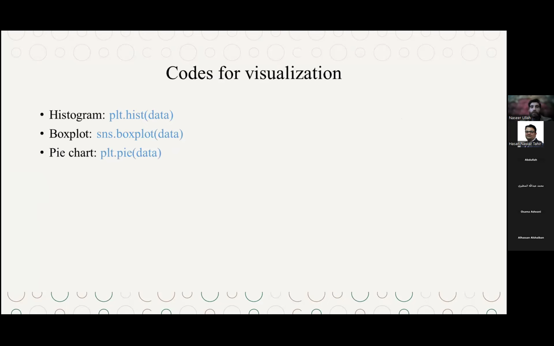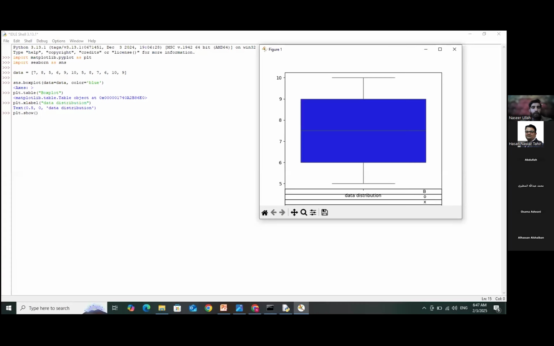Now these are the codes in Python for visualization. Like you have seen in R, it is only using hist and data, but here we will use libraries like PLT and SNS. The histogram uses plt.hist and data. In box plot we use the SNS library, Seaborn library, and in pie chart again we use the PLT library.